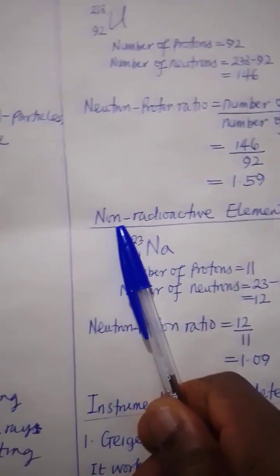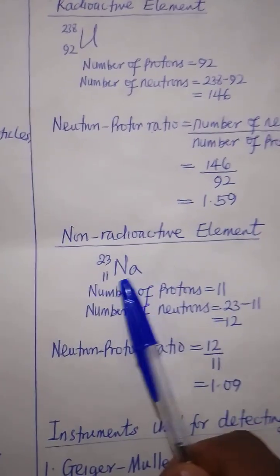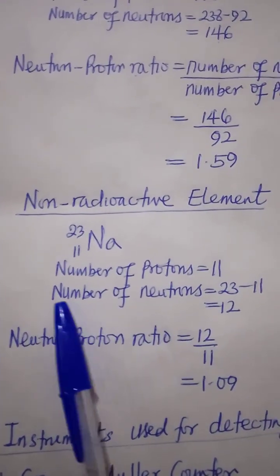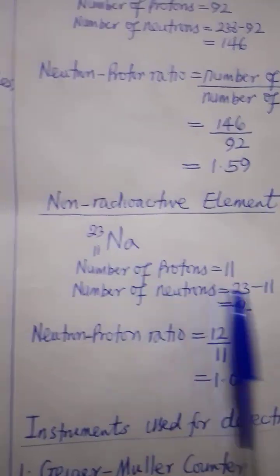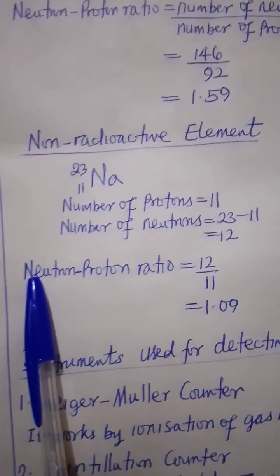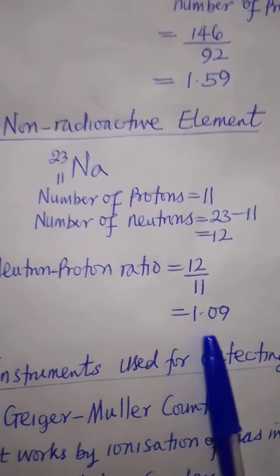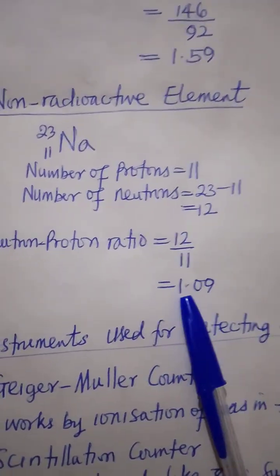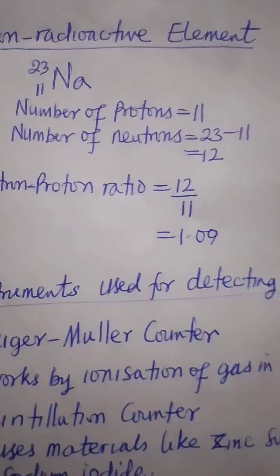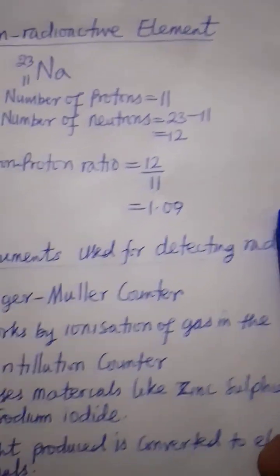For an atomic nucleus that is stable or a non-radioactive element like sodium, the number of protons is 11, and the number of neutrons would just be 23 minus 11. That is the nuclear number minus the proton number, that gives us 12. So if we take up the neutron-proton ratio, we have 12 over 11. That will give us 1.09. Here, the value lies between 1 and 1.5. So we say that this atomic nucleus is stable, a non-radioactive element.